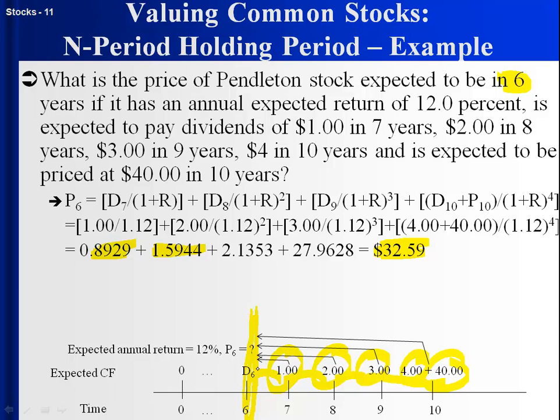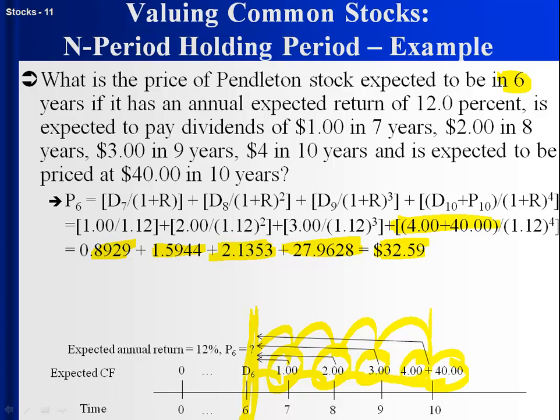Again, as of time 6, when I say present value as of time 6, as of the new time 0 when we get out of our time machine. $3 worth about $2.13, and the $44 that we would expect 1, 2, 3, 4 years after we get out is worth about $27.96. So the whole thing is worth $32.59.